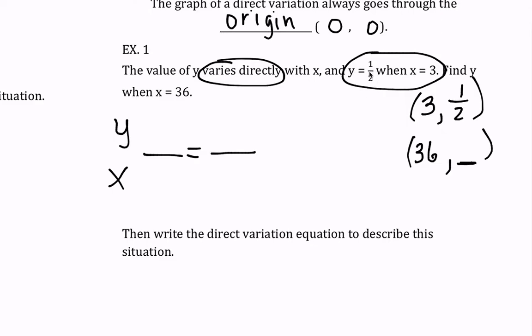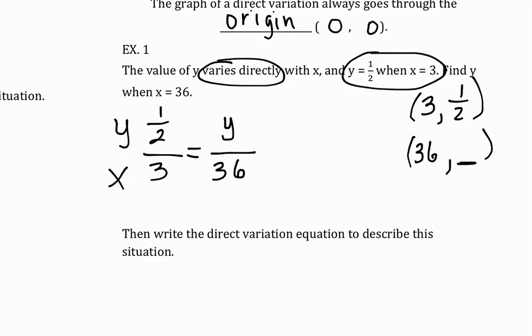Okay, so it gives me that y is 1/2 when x is 3. So this y, we said y's go on top, the x's go on bottom. The next part tells me to find y, so I don't know the other y, so I'm going to call it y. The x's go on bottom, so that 36 goes on bottom. All right, now what I'm going to do is something called cross multiply.